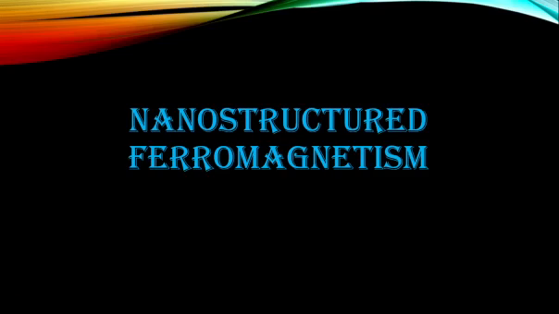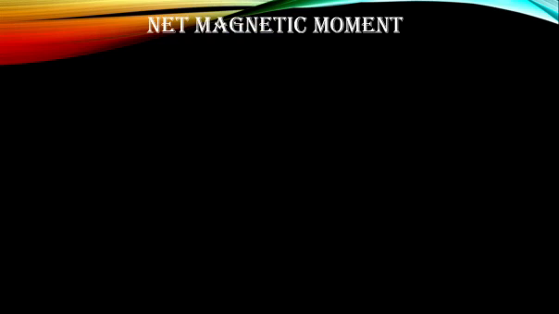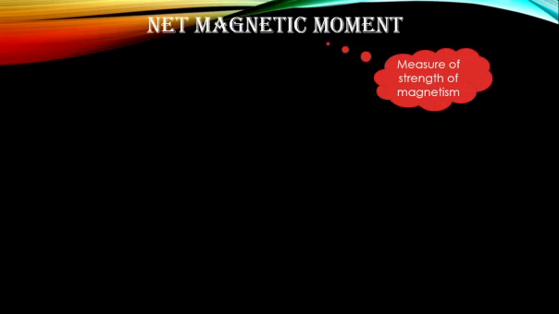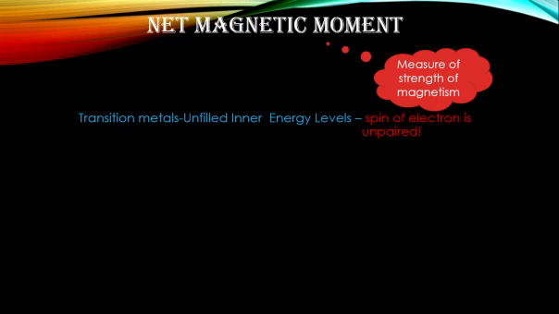Hello students, today we will discuss the magnetic properties of a bulk nanostructured material, particularly nanostructured ferromagnetism. So how do we get a net magnetic moment, or what do we mean by net magnetic moment of a material? It is a measure of the strength of magnetism in a material.